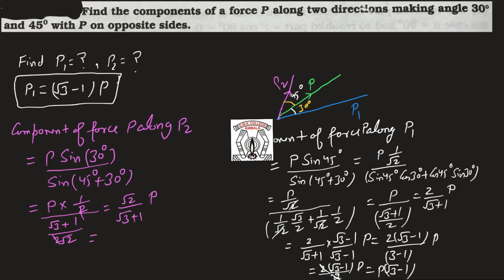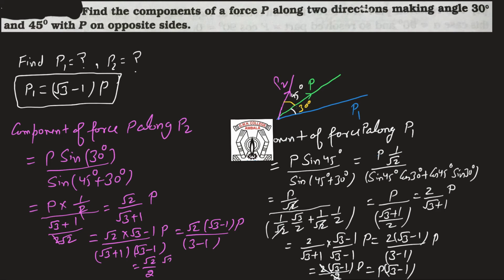Once again rationalizing, root 2 root 3 minus 1 over root 3 plus 1 root 3 minus 1, P. So this will be root 2 root 3 minus 1 P divided by 3 minus 1. It will be root 2 by 2 root 3 minus 1 P. So this will be 1 by root 2 root 3 minus 1 P.